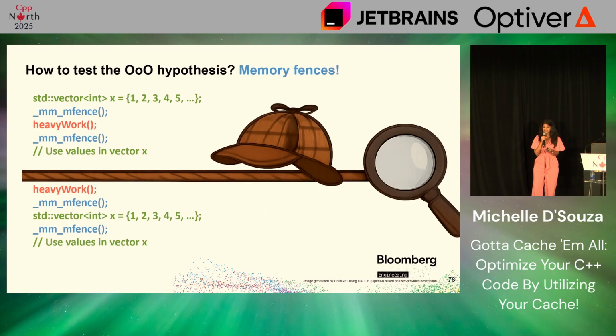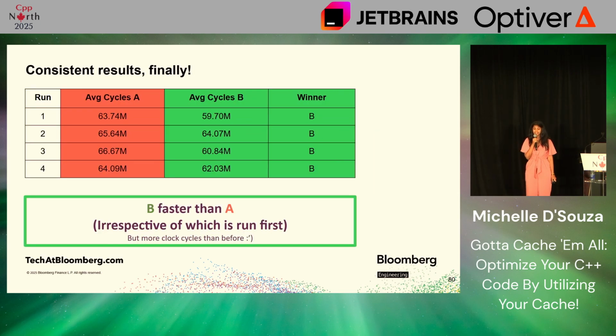Yeah. So what I did in my case was I used memory fences. And a memory fence, this is a full fence. I'm just saying that any load or store that happens before the fence will always happen before the fence, and anything that happens after will always happen after the fence. And with that, I finally had consistent results. B was finally faster than A.